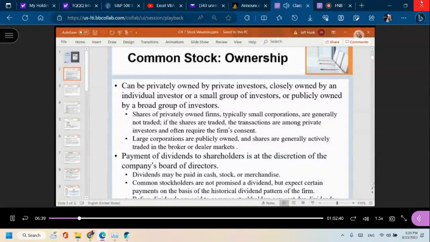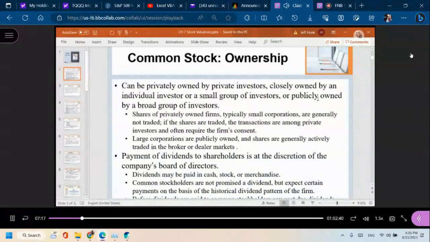First of all, stocks can be owned privately by private investors, or closely owned by an individual investor or a small group of investors, or publicly owned by a broad group of investors. Now, when we say stocks, we generally refer to the common stocks traded in a stock market. So publicly traded means the ownership is open to the public, right?